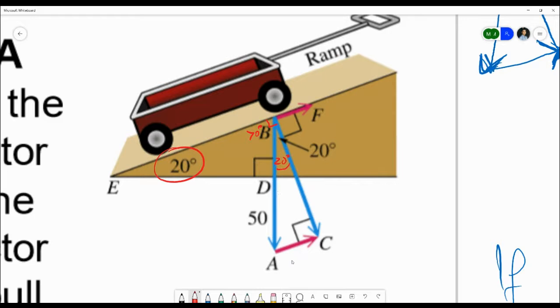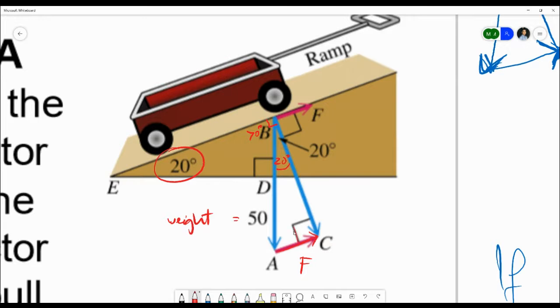Okay. Now, they're most likely going to ask you how much force is required to apply on this wagon on this ramp to keep the wagon from falling down or going up. The weight of the wagon is always going to be straight down. So this 50 here would be the weight. We have the angle here, and then we have this that we need to find. So what is the magnitude of this force?